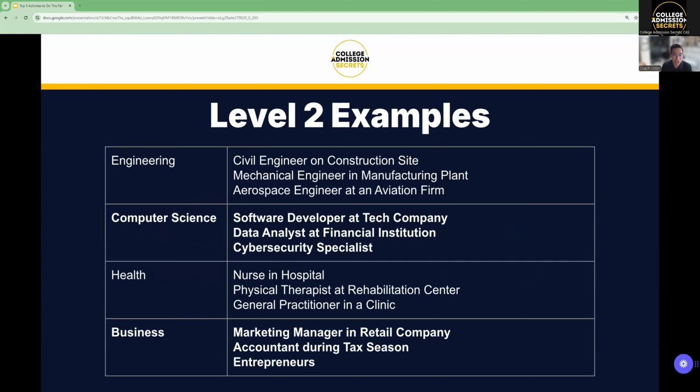So if you're interested in engineering, do you have any friends or family that you can ask to shadow them on their job? For a civil engineer, it might be at a construction site, a mechanical engineer at a manufacturing plant, or an aerospace engineer at an aviation firm. Of course, it might seem like it's a difficult thing to do in order to get shadowing experience, but in reality, there's very low risk to it if all you're doing is watching. So don't try to aim for the large companies to shadow.